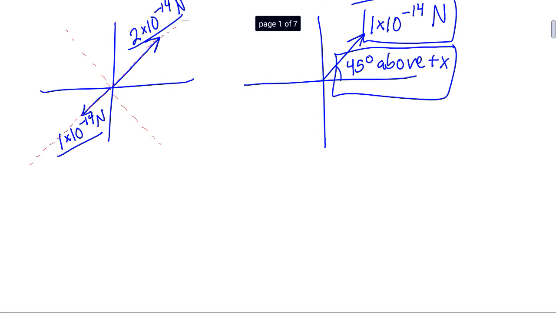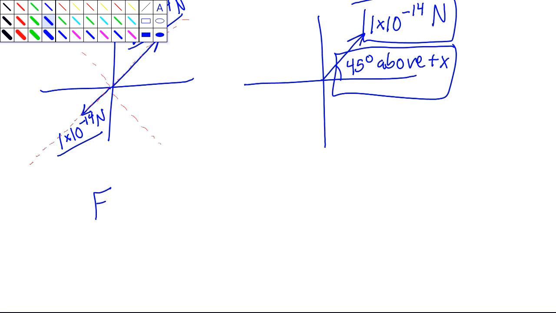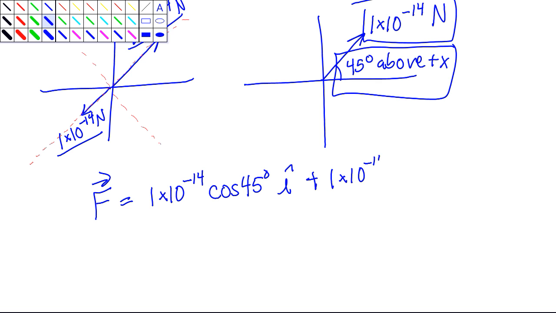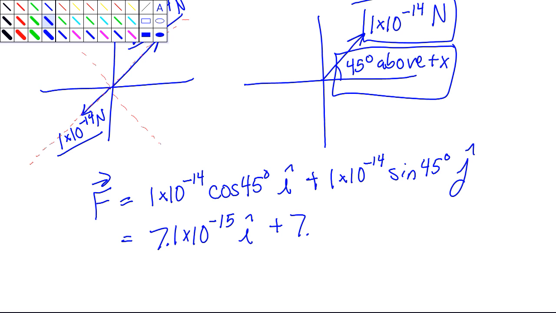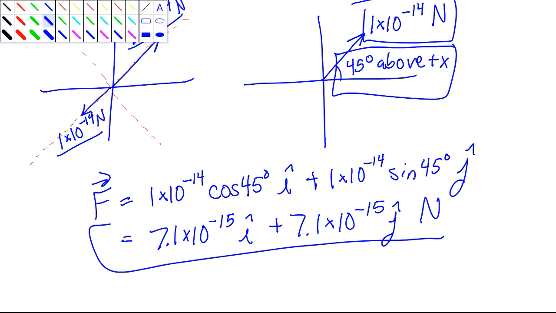But then I also want to express this force in vector notation. So that's going to be 1 times 10 to the minus 14, that's the magnitude, times cosine of 45 in the i direction, plus 1 times 10 to the minus 14 times sine of 45 in the j direction. And cosine 45 equals sine of 45. This works out to be 7.1 times 10 to the minus 15 i plus the same 7.1 times 10 to the minus 15 j newtons. And then that's the answer to the first part.